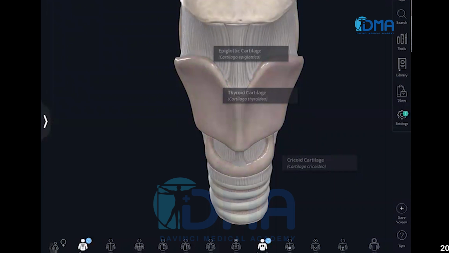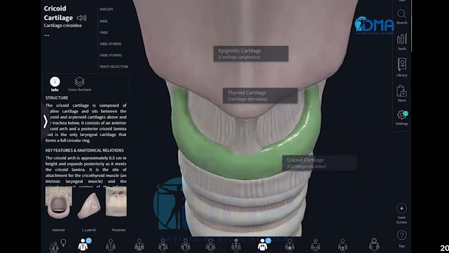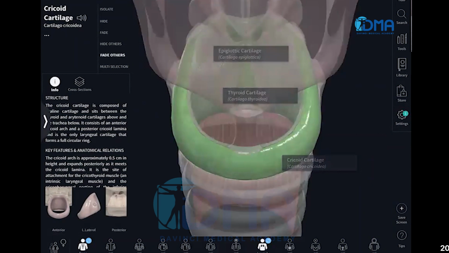Okay. We can now isolate this cricoid cartilage. You just look into this cricoid cartilage. If I fade others, you just look into this cricoid cartilage. Other structures are faded out. Only the cricoid cartilage is very prominent.